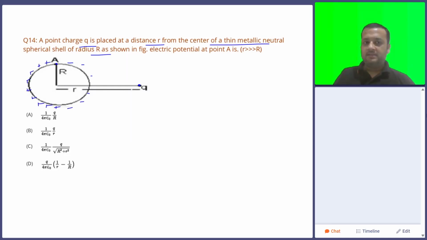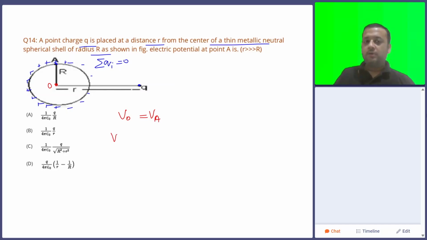But since the shell was neutral, the total charge on the surface will still be zero, because of charge conservation. So the total value of the induced charges will still be zero. Now also remember that if O is the center of the shell, then the total potential at O will be equal to the total potential at A. Why? Because the electric field is zero inside the shell, so the potential cannot change. Hence, if we have to find the potential at A, then we can also find the potential at O.